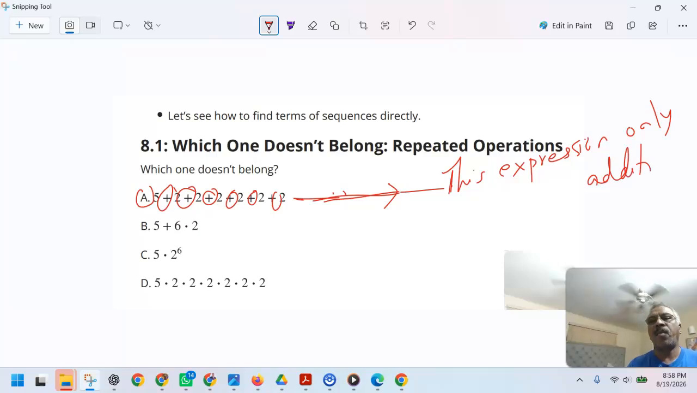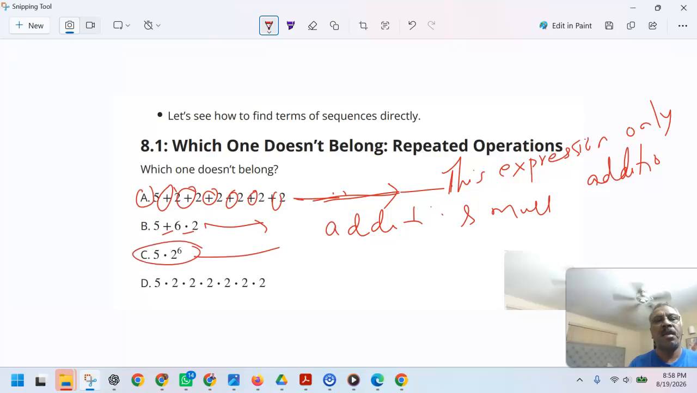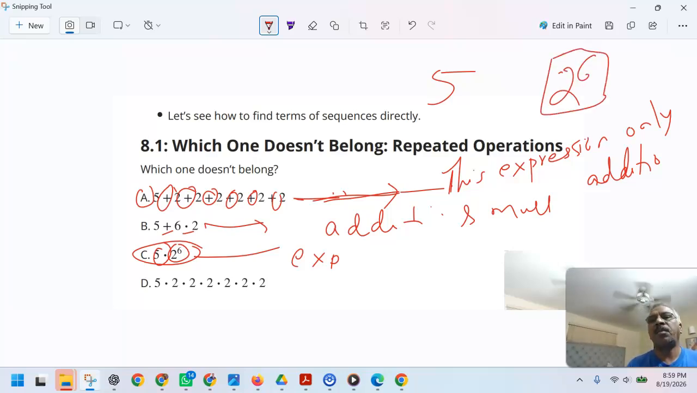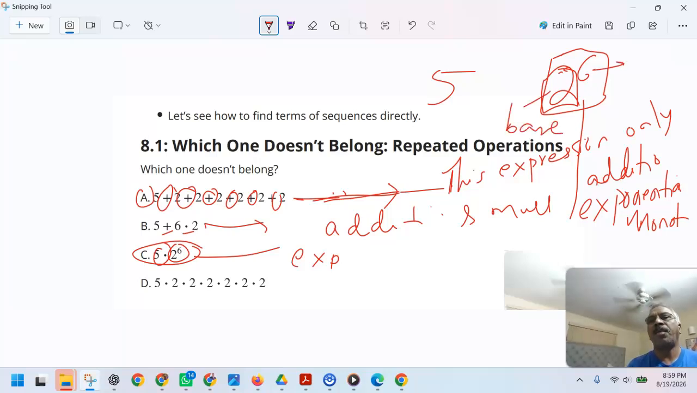If you see the second one, you have both plus and products. That means addition and multiplication. Okay, so very easy to identify. This is the one that has an exponential, one of the monomials. I call them monomials. See, 5 is separate and the other one is 2 raised to 6. This is an exponential monomial. It is exponential because 2 is the base and the 6 raised on top is the exponent.